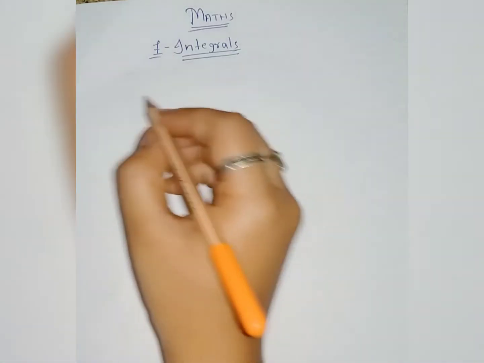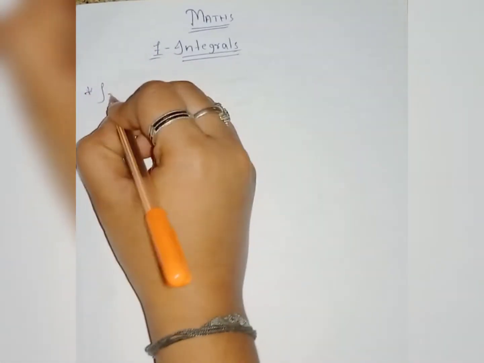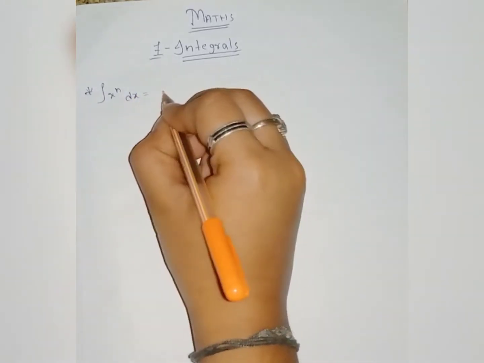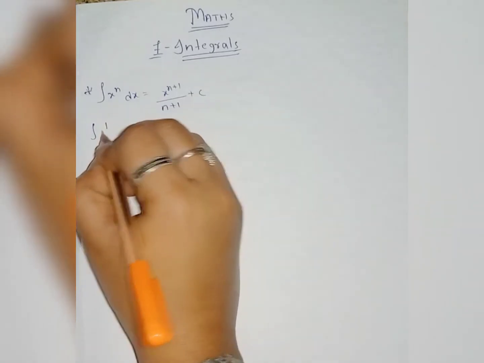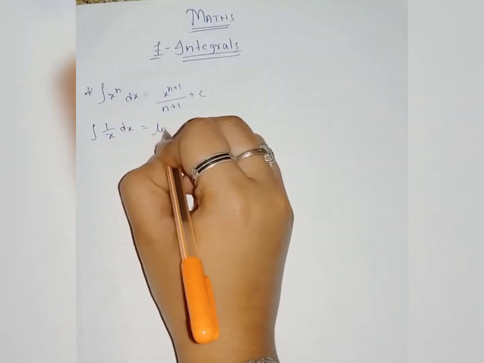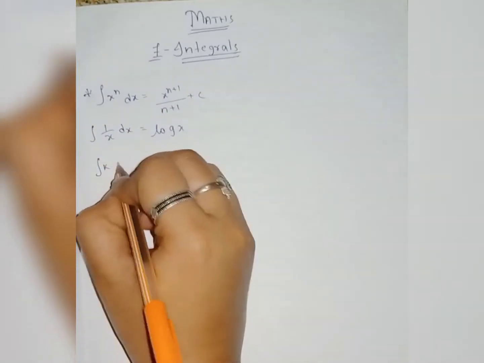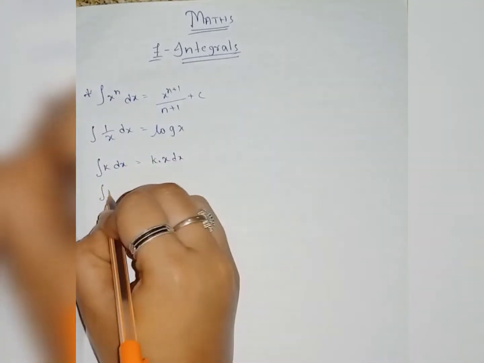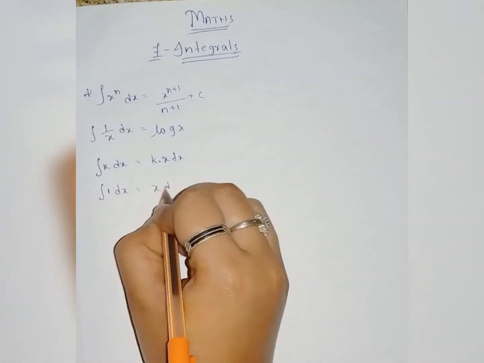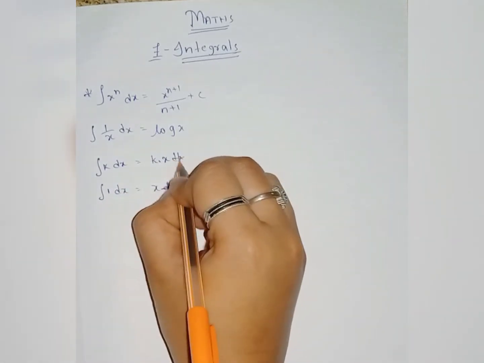In this video, we are going to see chapter 7 integrals exercise 7.1. First of all, we require some formulas to solve these. The formulas are: integration of x power n dx is x power n plus 1 by n plus 1 plus c. Integration of 1 by x dx is log x. Integration of a constant dx is constant into x, or integration of 1 dx is x plus c. Sorry, this is plus c.